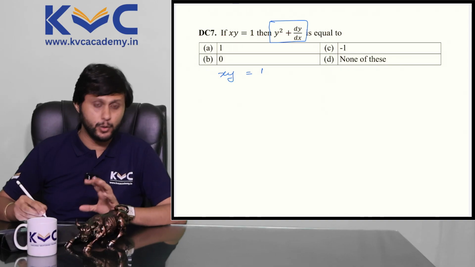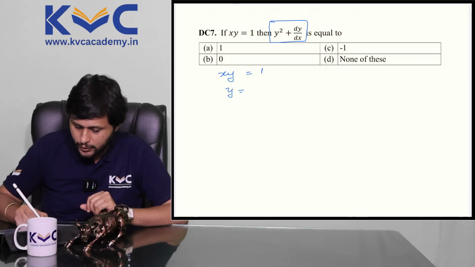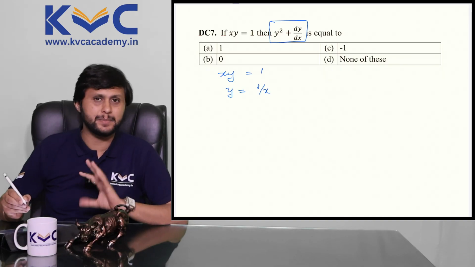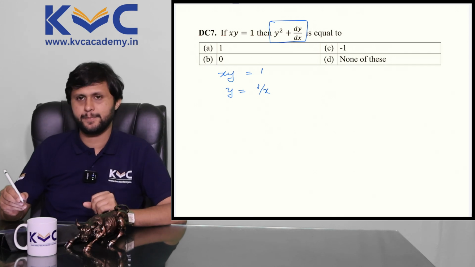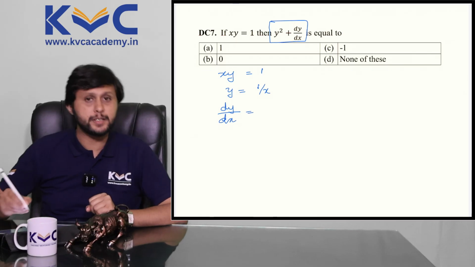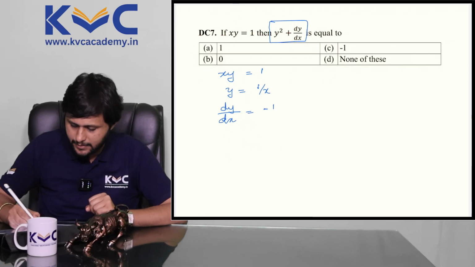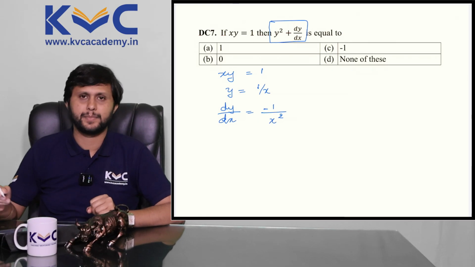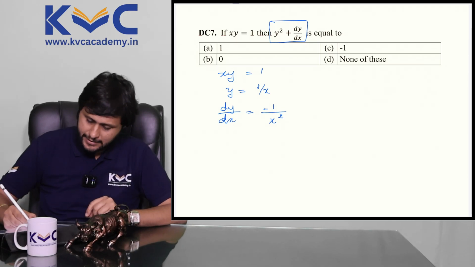But for now, what can we do? We can write this as y is equal to 1 by x. Now it's a simple equation and we know the derivative of this. Now differentiate both sides. We get dy by dx equal to differentiation of 1 by x, which is minus 1 by x square. Done.